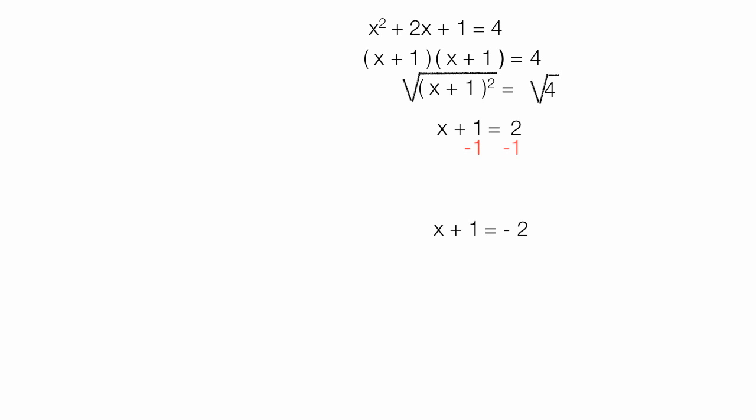Now I subtract 1 from both sides of the equation to isolate my x. So now I have x is equal to 1 on the top equation. I do the same thing for the bottom equation. So I have x is equal to -3 in that case.